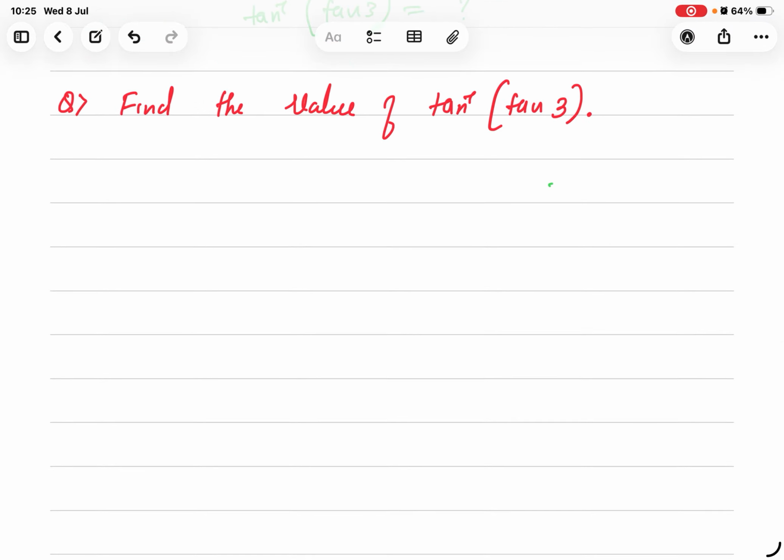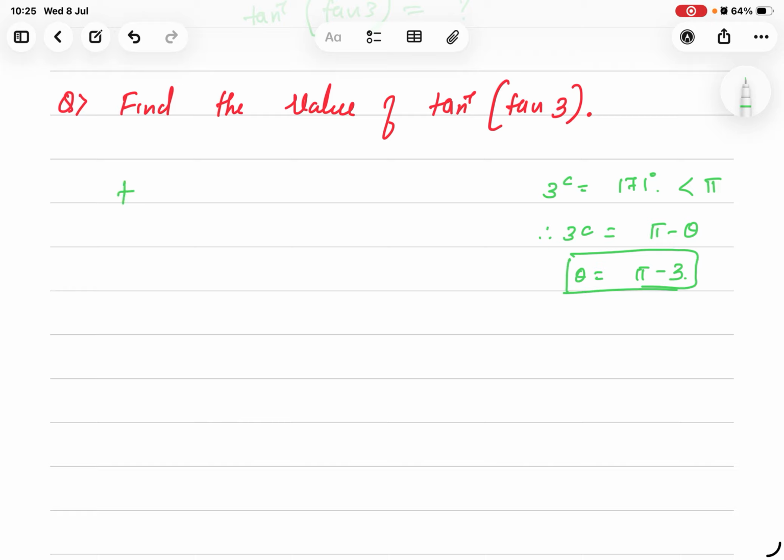3 radian. That 3 radian is nearly equal to 171 degrees, and it is less than 180 degrees. Therefore, that 3 radian you can write as pi minus theta, where theta equals pi minus 3. You have to remember this one, clear?